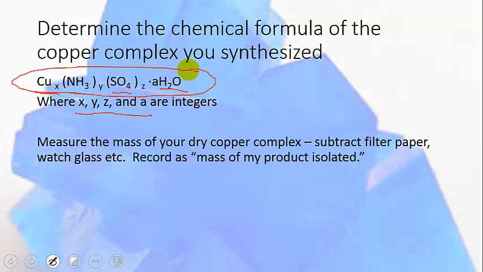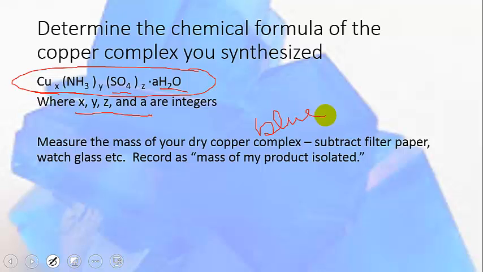So when you come into lab this week, you will measure the mass of your dry copper complex. This is the blue stuff, okay? So this is the blue. You'll have to subtract your filter paper and your watch glass or your beaker. I had my students put it in a beaker. If you forgot to get the mass of your beaker, it's okay. Get the mass of your beaker with your product and your filter paper. Record that in your notebook.